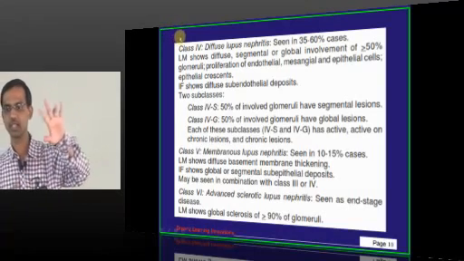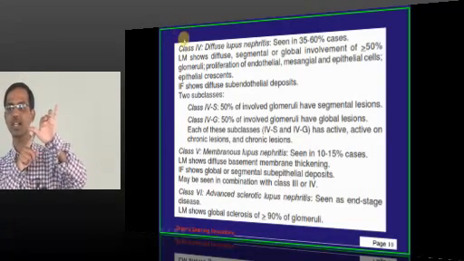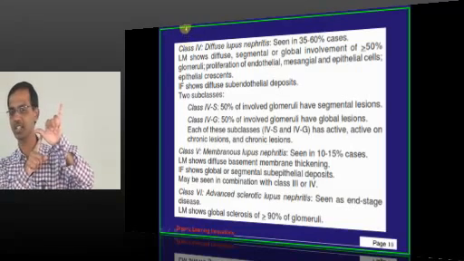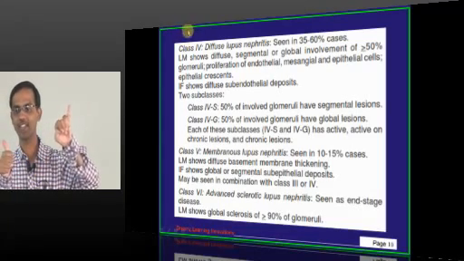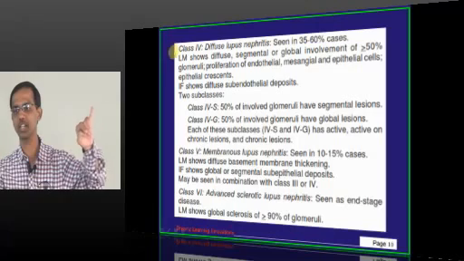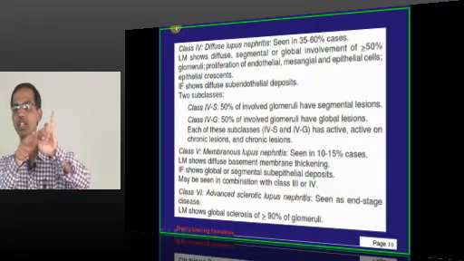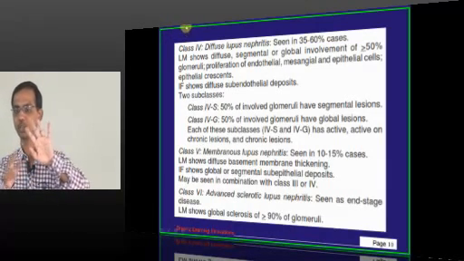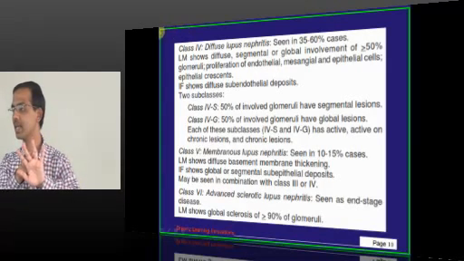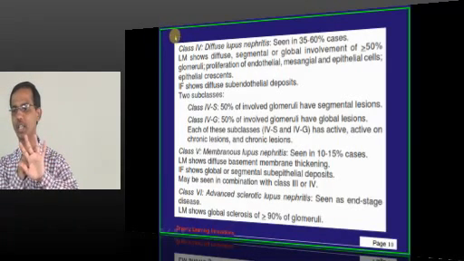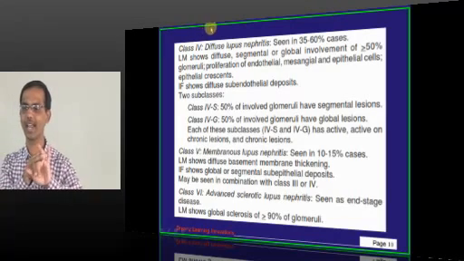Okay, so 6 classes. Class 1, no changes. Class 6, advanced stage. That is, you are having total sclerosis. Class 1, no changes at all. In between, class 2, 3, 4 and 5 are there. Class 2 is minimal proliferative changes. There is proliferation, increased cellularity in class 2.